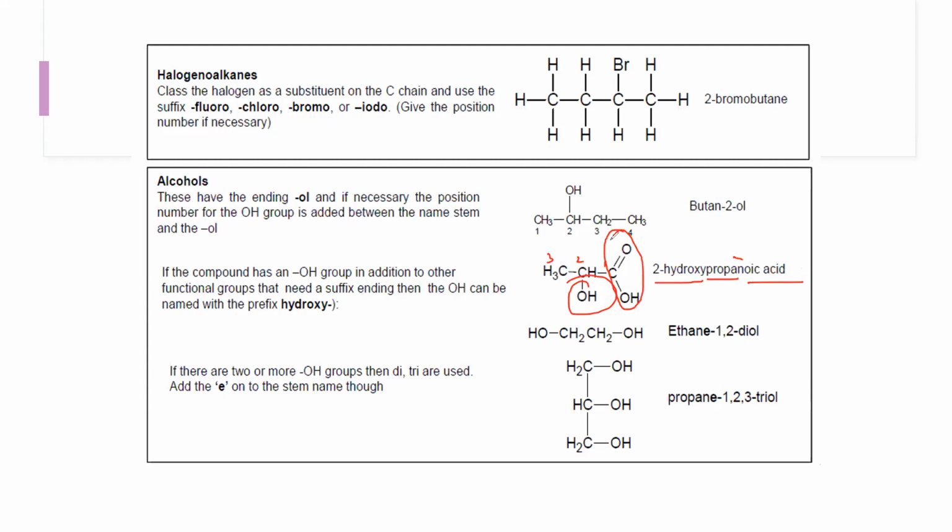Is it clear? This one? If 2 or 3 OH groups are there, so 1, 2, and 3, so prop because of 3 carbon. Now we write A and E. Why we write A and E? Why not N? Because it's a triol, tri starting with letter T, a consonant. That's why we write full A and E. And the position of alcohol, that is 1, 2, and 3. Is it clear? These examples of alcohols and halogen alkane? Any doubt?